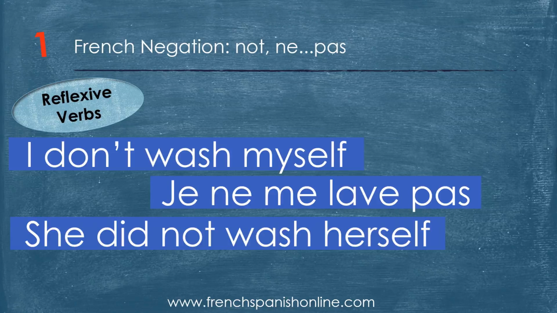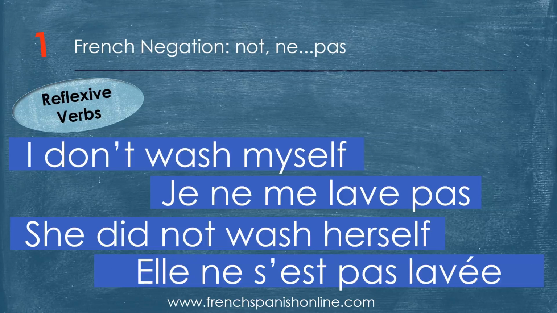She didn't wash herself, for the past, so the same thing. Elle ne s'est pas lavée. Here, as you can see, the s apostrophe is with the verb in the middle, and we've got ne before and pas after the first verb, here the verb to be. So it's a bit special for reflexive verbs. Don't forget to include the reflexive pronoun with the verb.